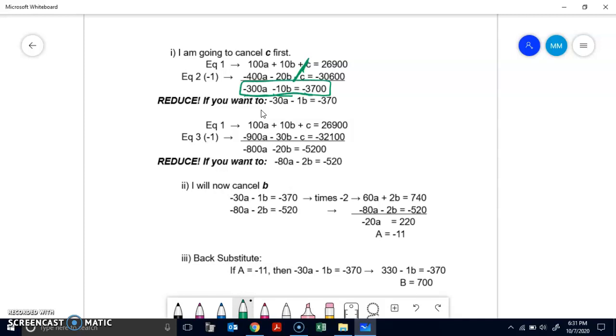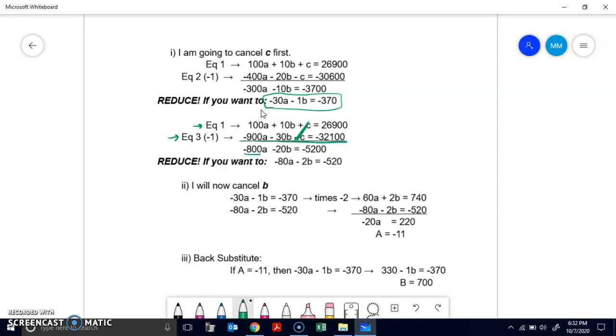I'm going to reduce it because I see each of them could lose a 10. Divide each term by 10 and reduce that equation, which will make the numbers a little smaller. Can't always do that, but this is definitely a case where I can reduce that equation. And I'm going to take the first equation now and the third equation times -1. So I just change all three signs in the third equation. You can see the C's cancel.